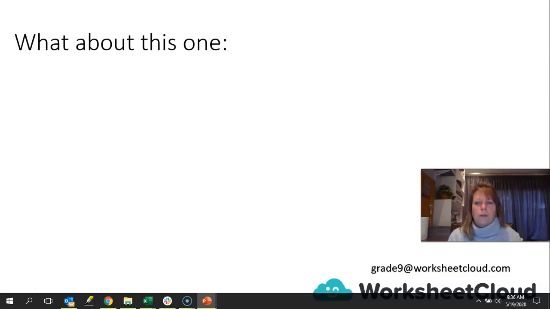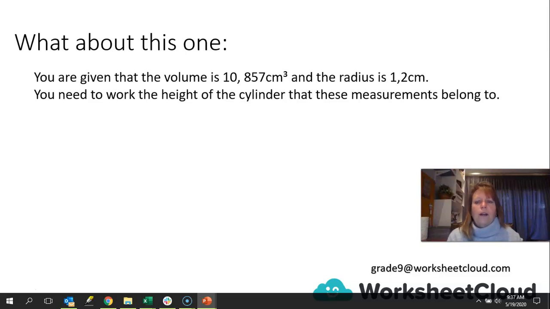Right, let's look at the next one. Okay, here you are given the volume of the cylinder, which is 10,857 centimeters cubed, and the radius is 1,2 centimeters. So now we need to work out the height of the cylinder that these measurements belong to. Okay, so we're given the radius, we don't have to worry about trying to change a diameter to a radius measurement, but all we will do is we will take our volume formula and we will plug in what we know and then use our algebra knowledge to work out what we don't know.